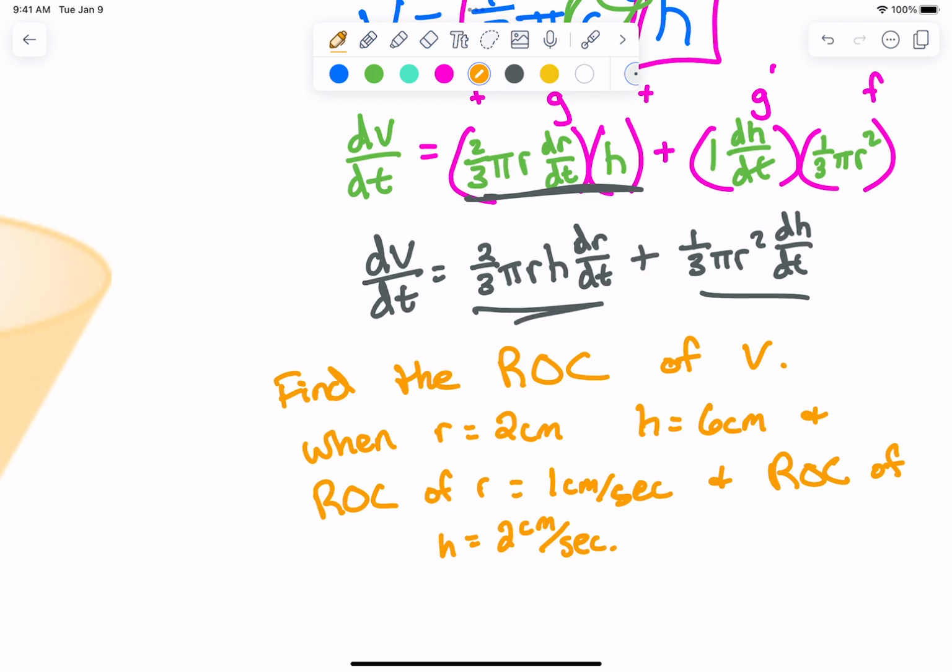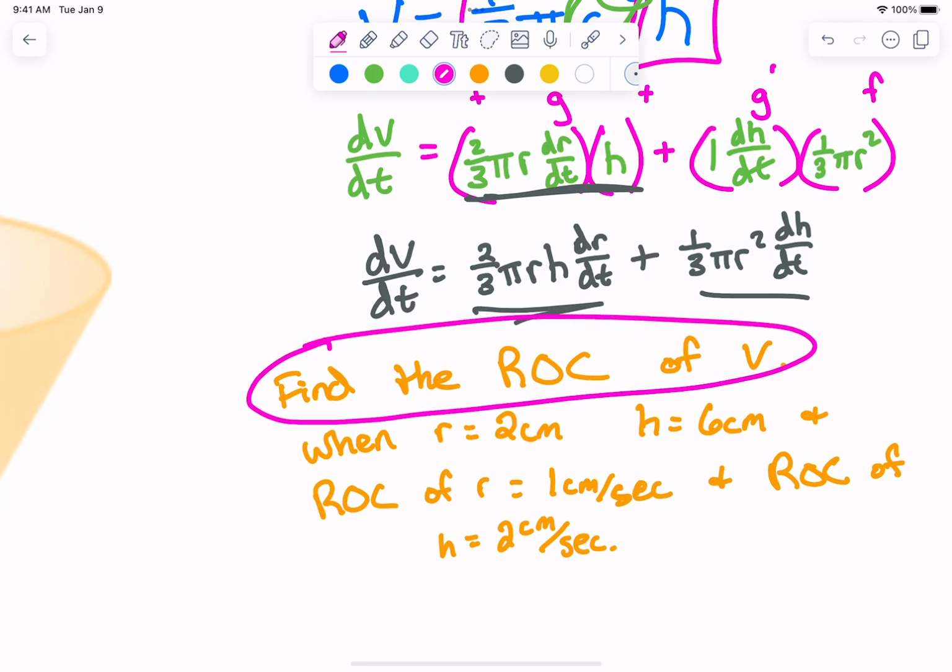Find the rate of change of the volume when the radius is 2 and the height is 6, and the radius is changing at 1 centimeter per second, and the height is changing at 2 centimeters per second. This is what they will give to you. So we're finding this stuff. They give you all the other information.